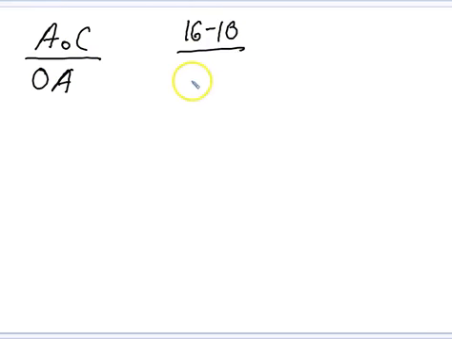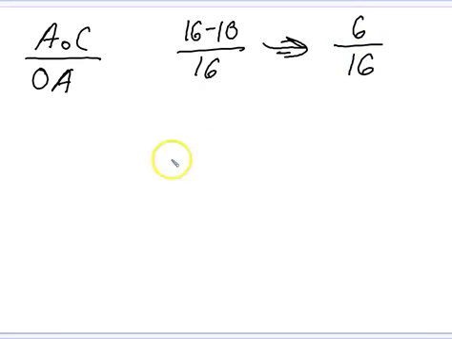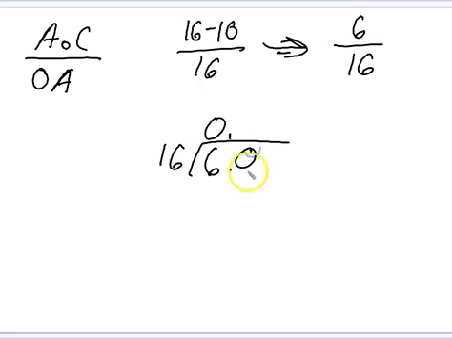First off, we write AOC over OA. Then the AOC is 16 minus 10 over the original amount, which is 16. We get 6 over 16. 6 over 16 doesn't work out evenly, so we need a decimal.